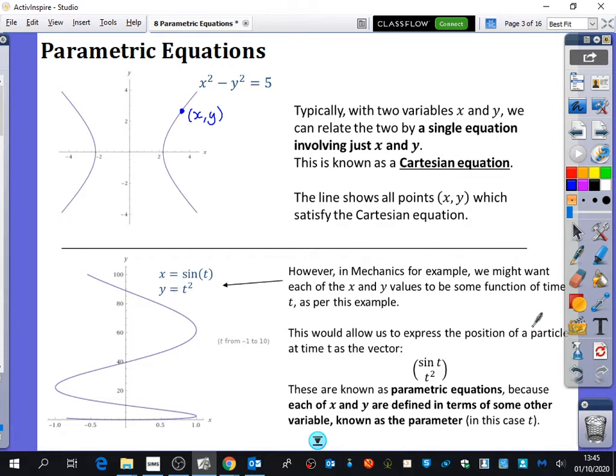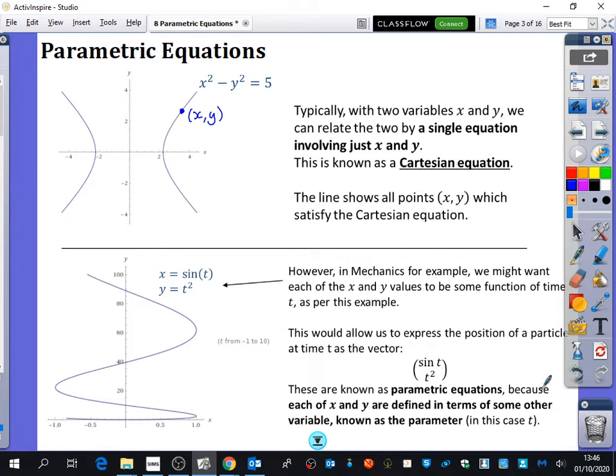So this would allow us to express the position of a particle as a vector. And this vector would be that its x position is sine t and its y position is t squared. So this thing that I've written here, that x equals sine t and y equals t squared, which I've written as a vector, these are known as parametric equations because each of the x and y coordinates are defined in terms of some other variable which we call a parameter. That is just the name of this third variable, which is called a parameter.